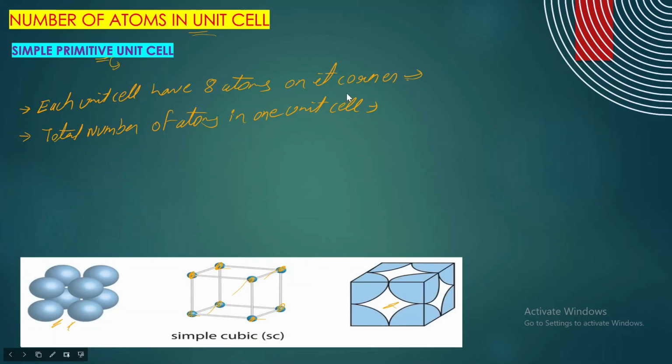Now, how many atoms are there in each unit cell? There are 8. And how many atoms at one corner? At one corner, there is 1 upon 8. We can find it like that. So the total number of atoms in a unit cell is the number of corners times the atom at one corner, which is equal to 1. So in a simple primitive unit cell, only one atom is present.